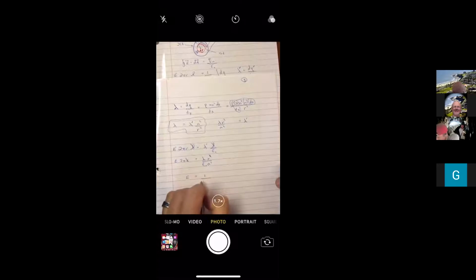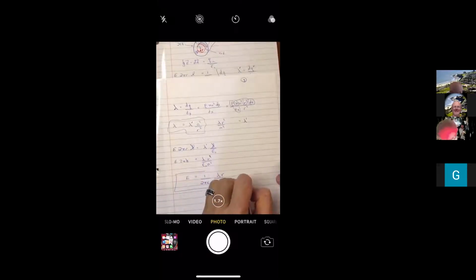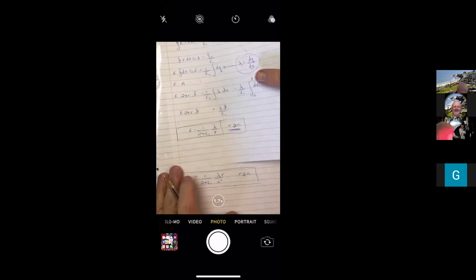I could write this as a 1 over 2 pi epsilon naught, like it looked before. I could write it as a lambda. But now I would have an R upstairs and an A downstairs. And so this would be the equation for the electric field if R was less than, and even equal to, because everything I said would have been valid at the boundary. And so here are, I guess, our two answers.